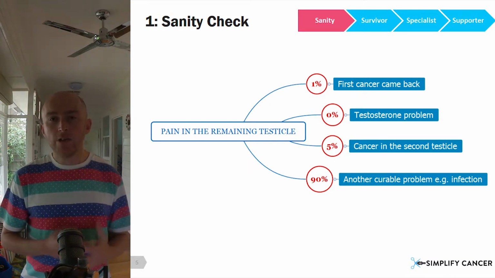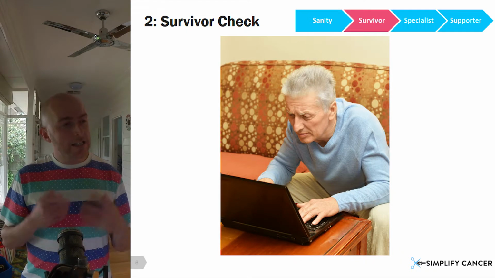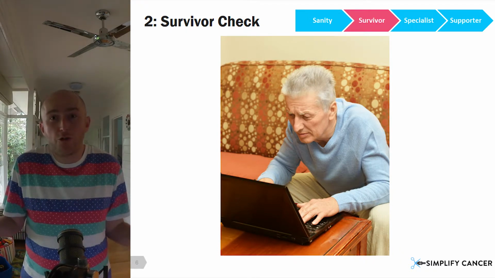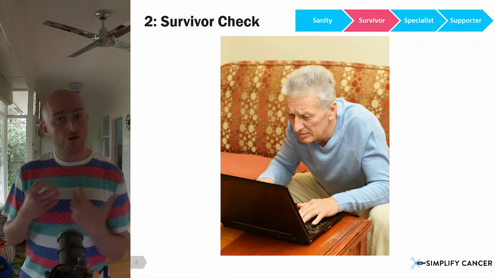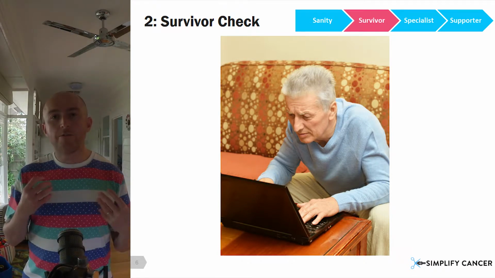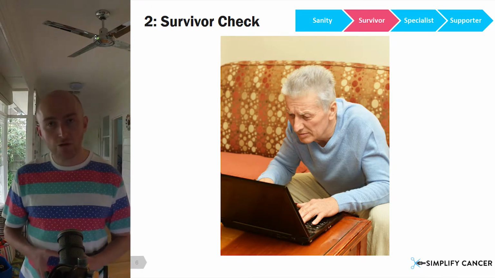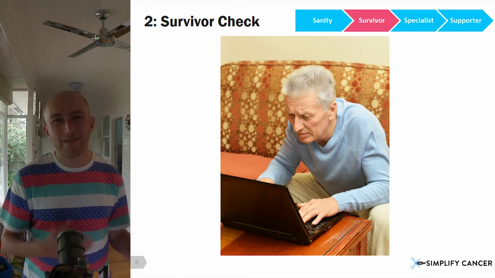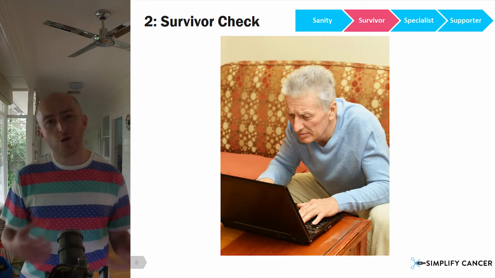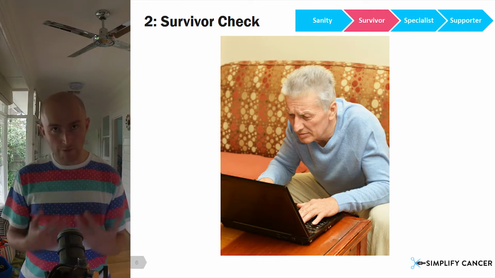The second step is what I call your survivor check. I think this is crucial, and it's something many people miss because they just don't know about it. Whatever stage of cancer you're at, or whatever treatment you're going through, there are a number of people who've been through this before. They've been in this situation. They've experienced what you are experiencing right now. And while it's great to talk to your specialist and your medical team, there is nothing like talking to someone who's been through what you're going through, who's experienced it in real life.